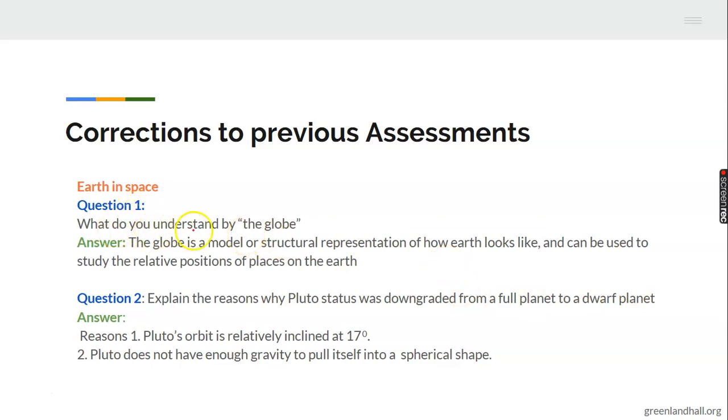question one says, what do you understand by the globe? From what I explained to you, with the pictorial representation that I showed you, the globe is somewhat like a ball, and on that ball you have several locations of places you can think of in the whole earth. So my answer here says, the globe is a model or structural representation of how Earth looks and can be used to study the relative position of places on the Earth. So you can use the globe for that.